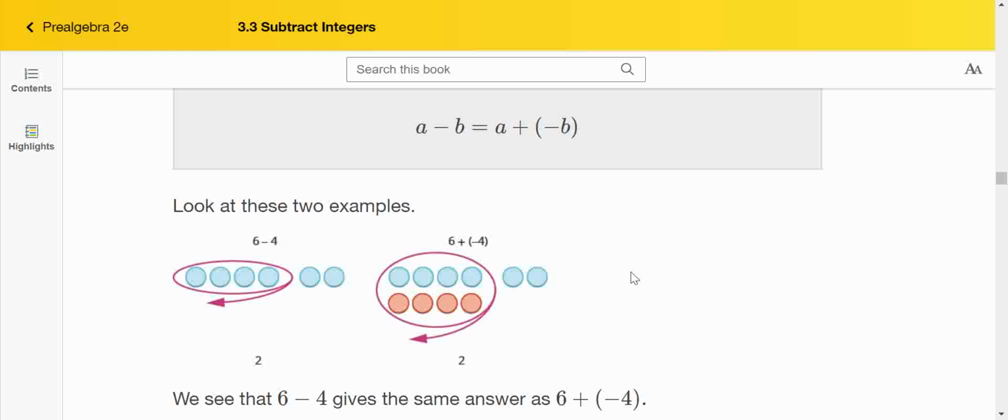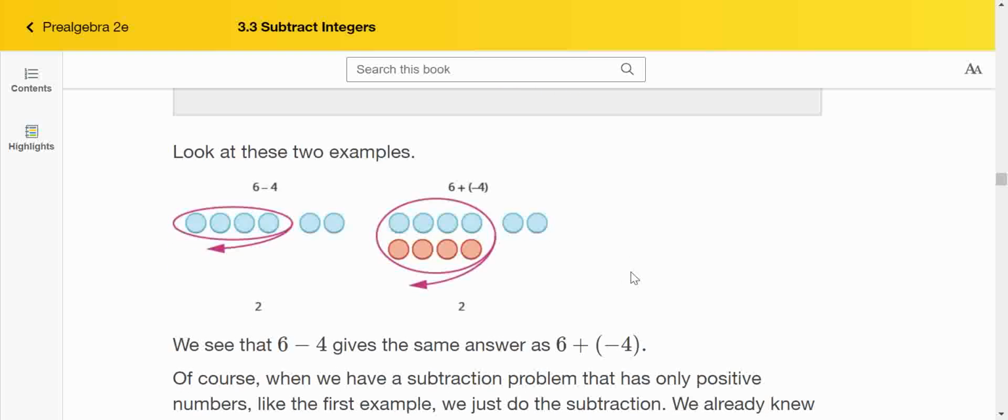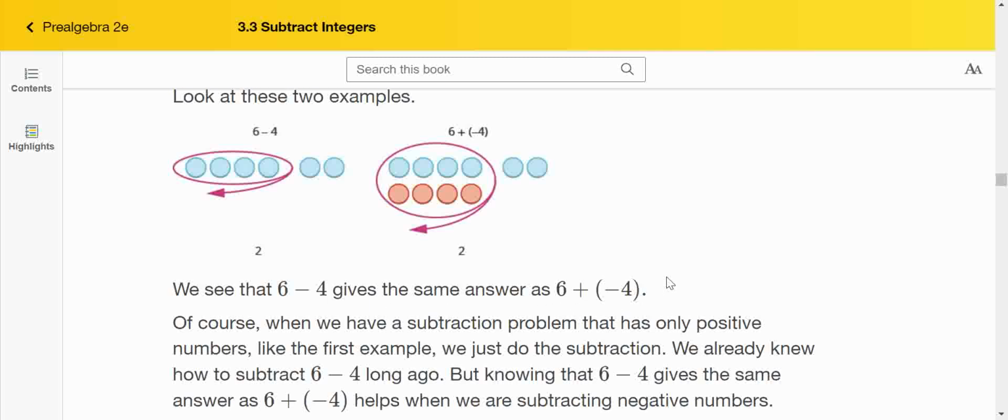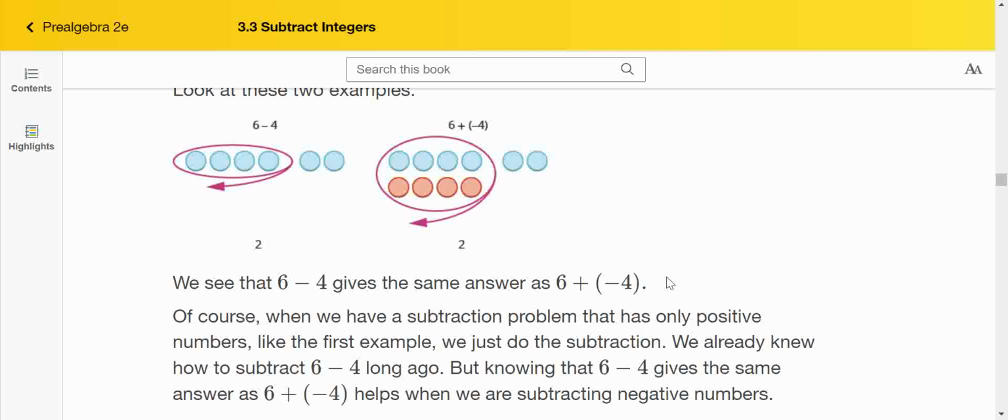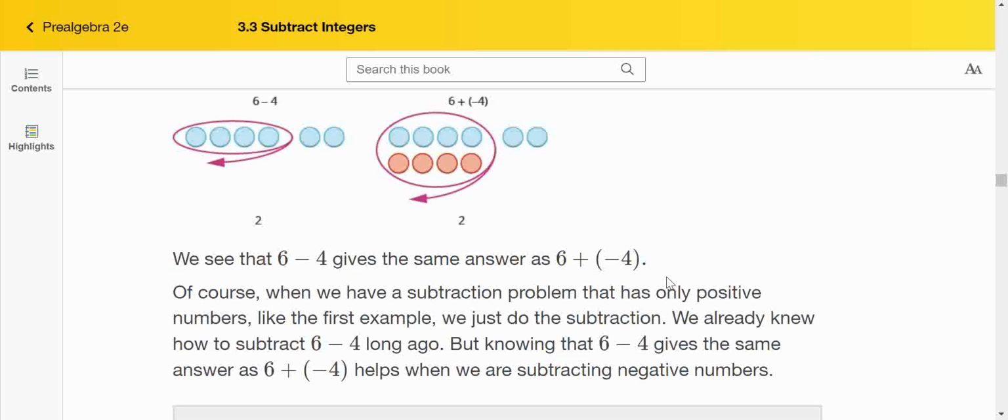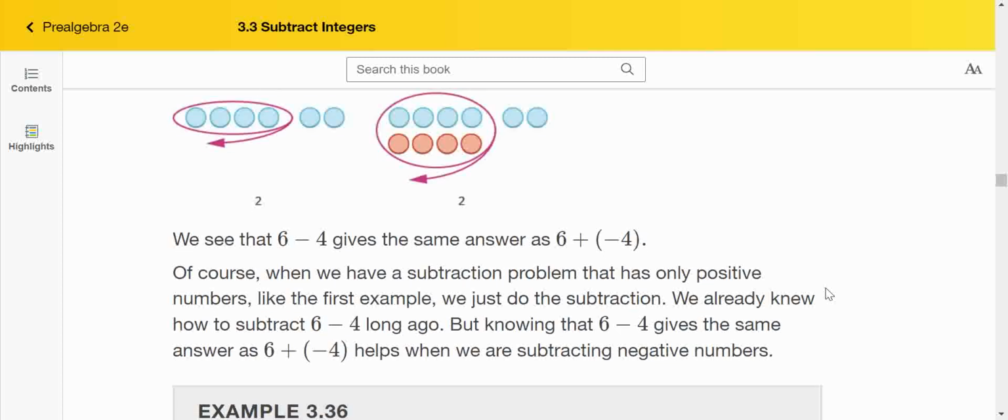Look at these two examples. We see that 6 minus 4 gives the same answer as 6 plus minus 4. Of course, when we have a subtraction problem that has only positive numbers, like the first example, we just do the subtraction. We already knew how to subtract 6 minus 4 long ago, but knowing that 6 minus 4 gives the same answer as 6 plus minus 4 helps when we are subtracting negative numbers.